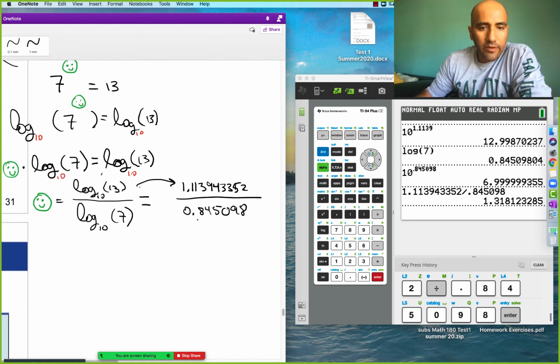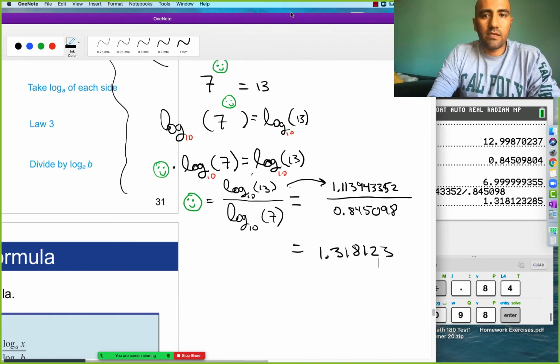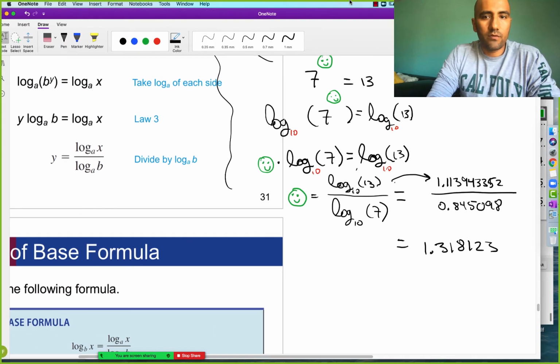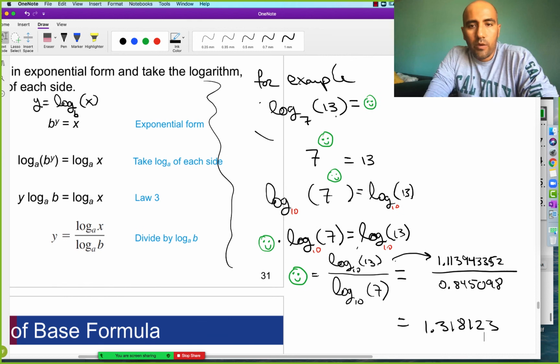So from our calculator work, we can get that this division of these two things is equal to 1.318123, approximately. Okay, let's step back and see what we just found. This might have confused some people. Okay, so we started with this up here. We wanted to know, what is this? What is log base 7 of 13? Conceptually, I should know that the answer to this happy face should be some decimal so that 7 to the power of that decimal equals 13. And that's what this is saying.